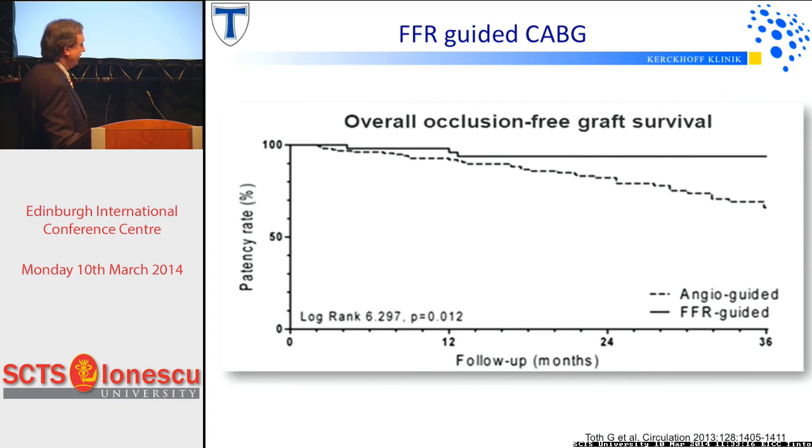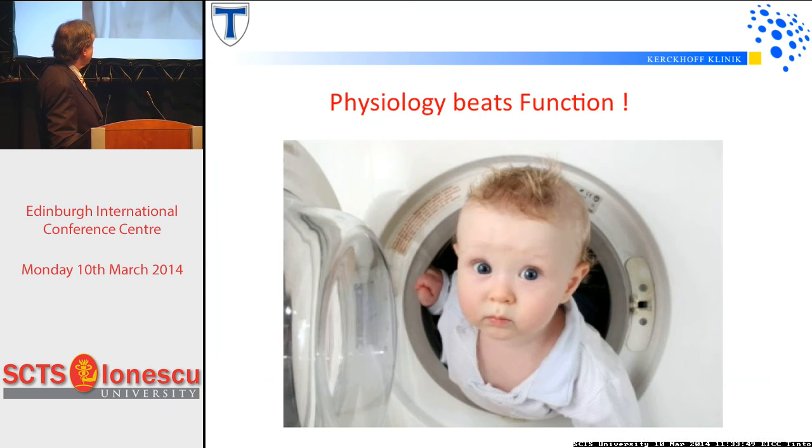And here the outcome, very similar to what you have seen in the FAME trial, is that the FFR-guided occlusion rate, it's not a hard endpoint, but the overall graft occlusion rate was much better in FFR-guided grafts as compared to angiography-guided grafts. So somehow the results we have seen during PCI probably also translate into results during surgery, and that's why surgeons should also consider, particularly for intermediate lesions, asking their cardiologist to perform FFR in the lesions.